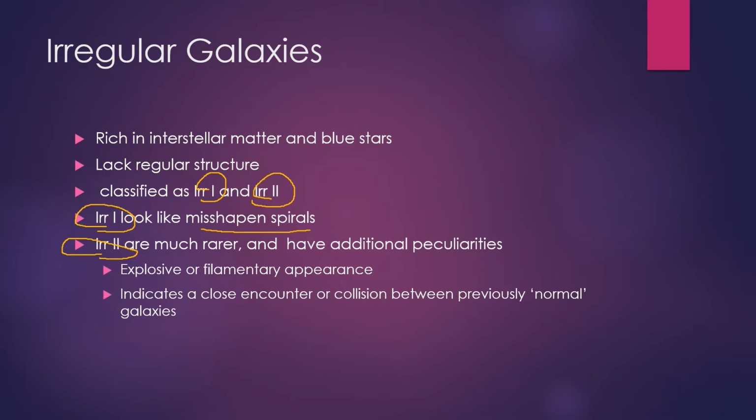At first, astronomers thought it was due to a violent event, but now it is believed to be due to a close encounter of the third kind, or a collision between previously normal galaxies. Basically, what they think is that Irregular 2 galaxies are the result of two galaxies colliding.